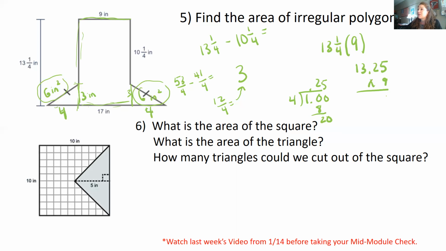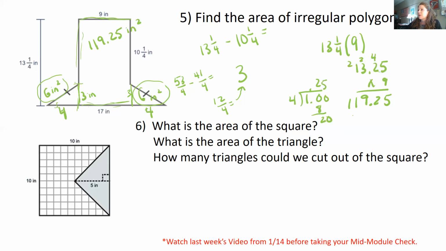So 9 times 5 is 45. 18, 19, 20, 21, 22. 27 plus 2 is 29. 9 plus 2 is 11. And then there's 2 numbers behind the decimal. So the area of this rectangle is 119.25 inches squared. And then we have to add those 12 inches from both of these triangles.